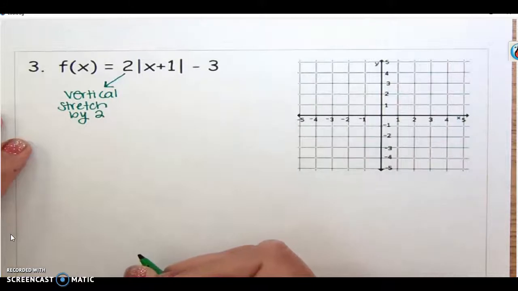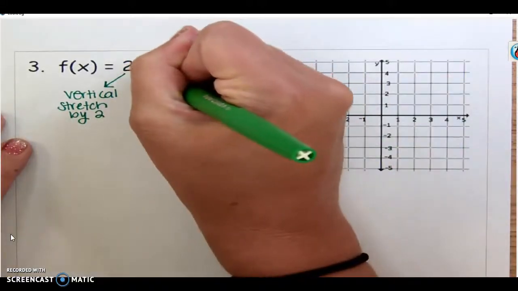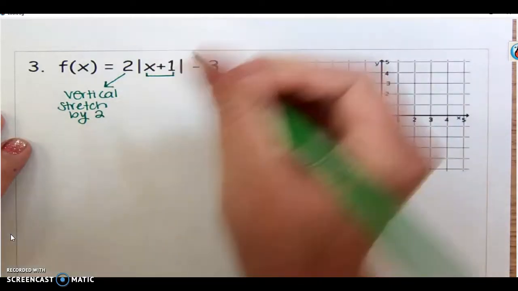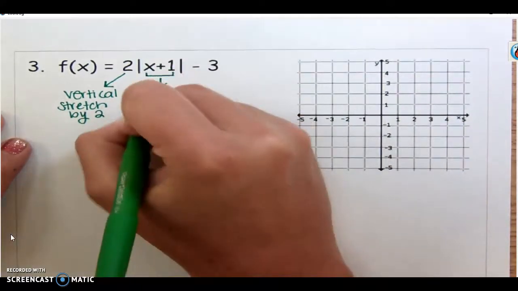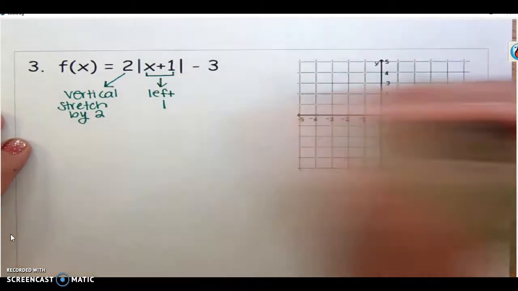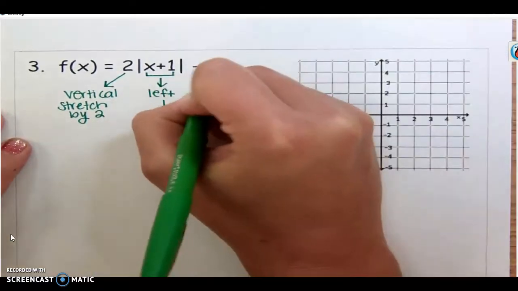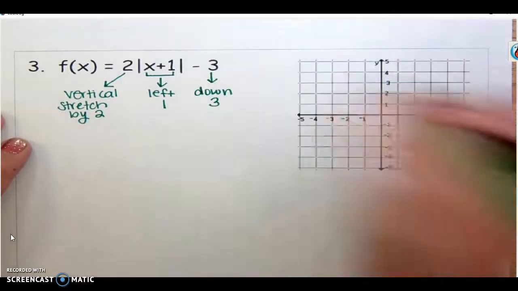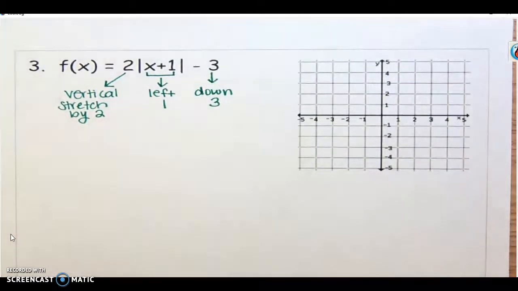Great, and then we have x plus 1. Remember when it's on the inside, it's either going to be left or right, but you have to think about the opposite. So because it's plus 1, it's going to be left 1. And then this -3 is on the outside, so it's going to be down 3. So those are our 3 transformations that we're going to have.